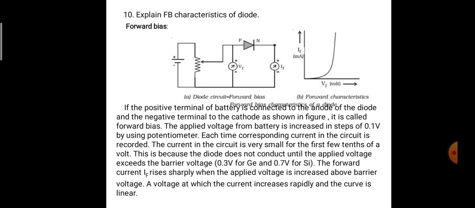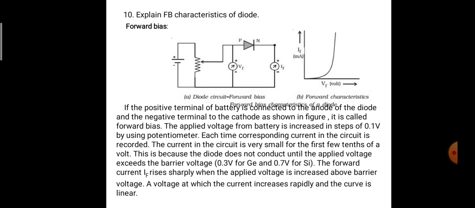Next question. Explain forward bias characteristics of diode. The figure shows diode circuit and forward characteristics. If the positive terminal of the battery is connected to the anode of the diode and the negative terminal to the cathode as shown in figure, it is called forward bias. The applied voltage from the battery is increased in steps of 0.01 volt using a potentiometer. Each time, the corresponding current in the circuit is recorded.